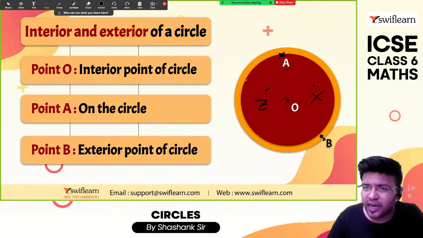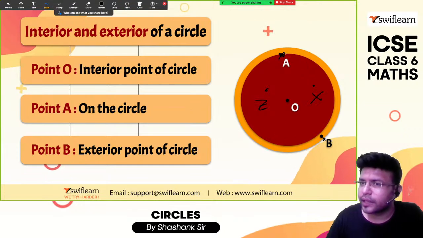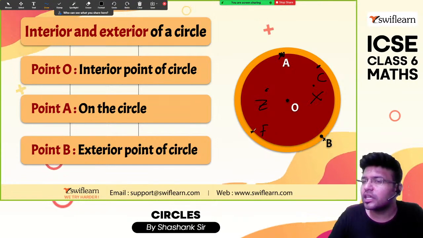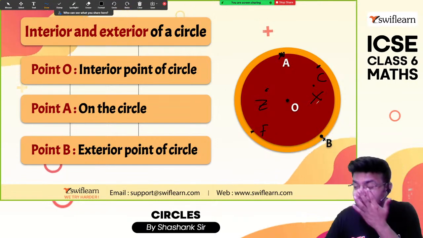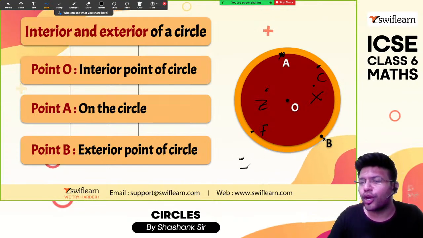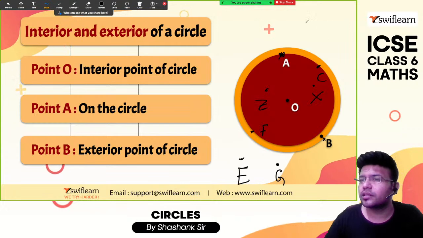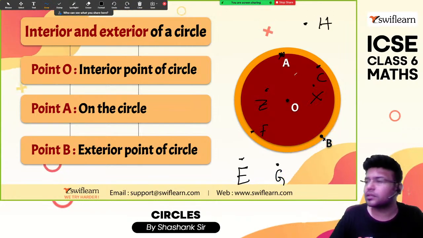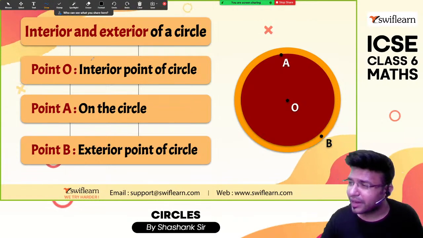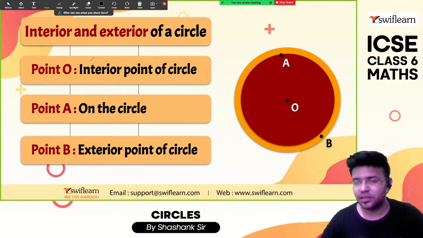You see, this red is a circle. I thought the ring is the circle. The red region is the circle. So point A is on the circle, point C is on the circle, point F is on the circle. Any point outside the circle is known as an exterior point, such as point B, point E, point G, and point H, which are outside the circle. Inside the circle is an interior point, outside the circle is an exterior point, on the circle is on the circle. Got this?